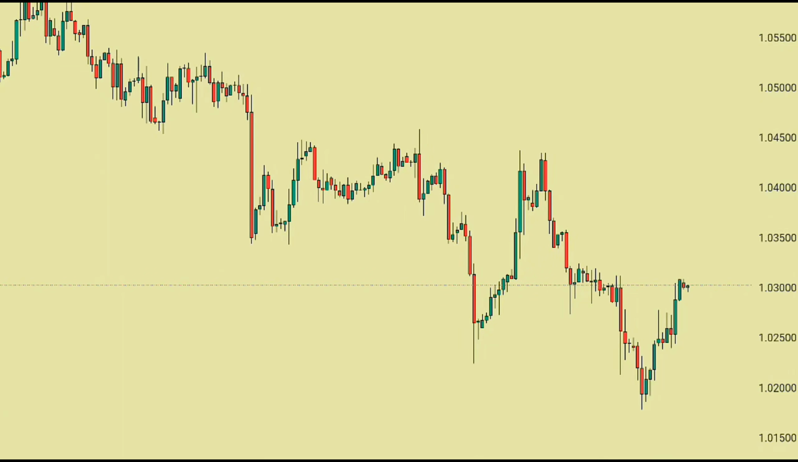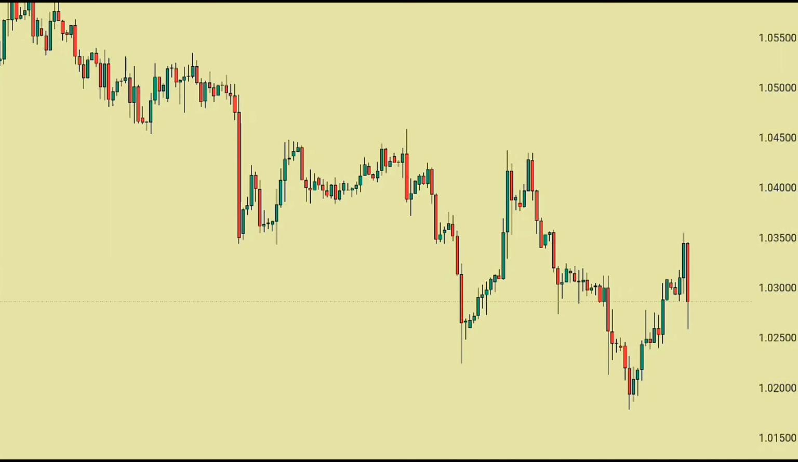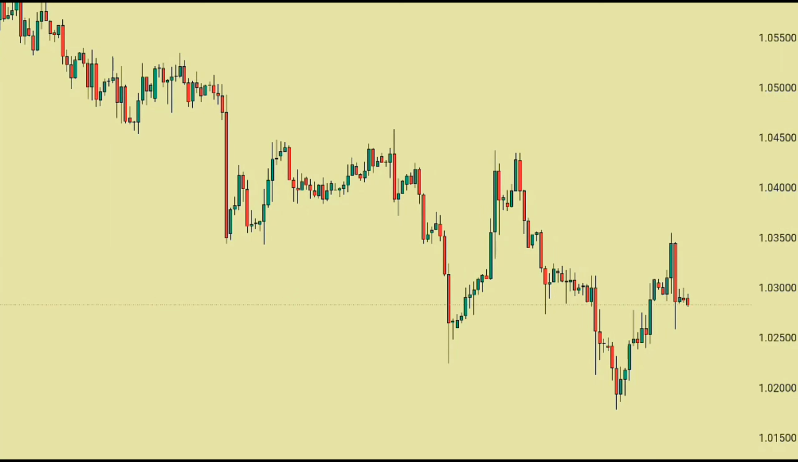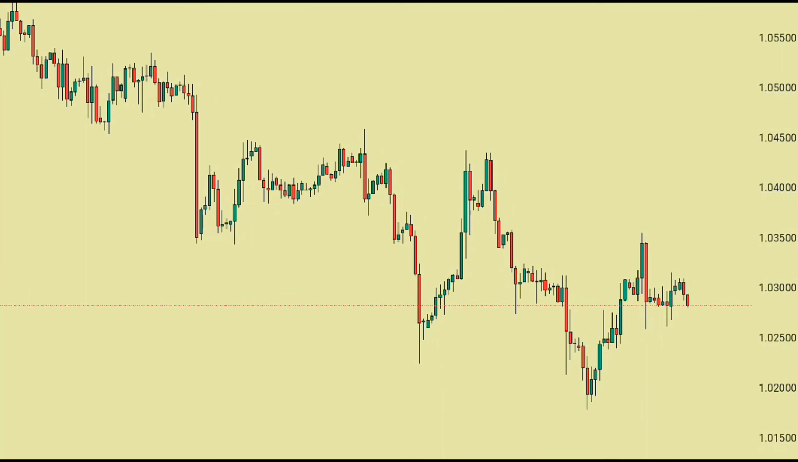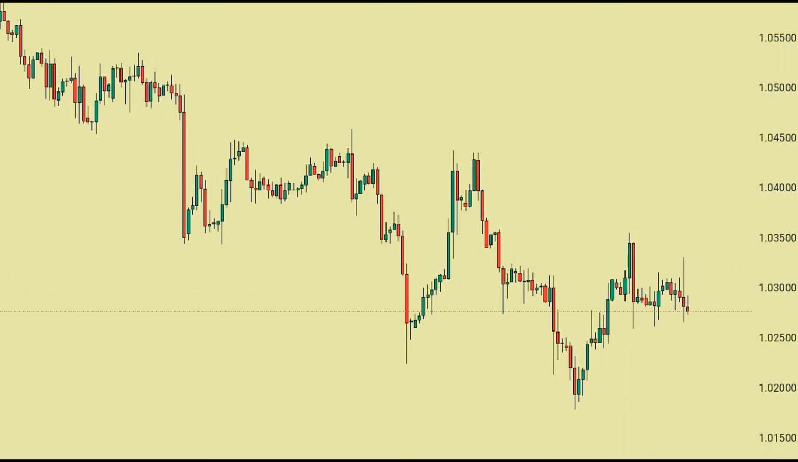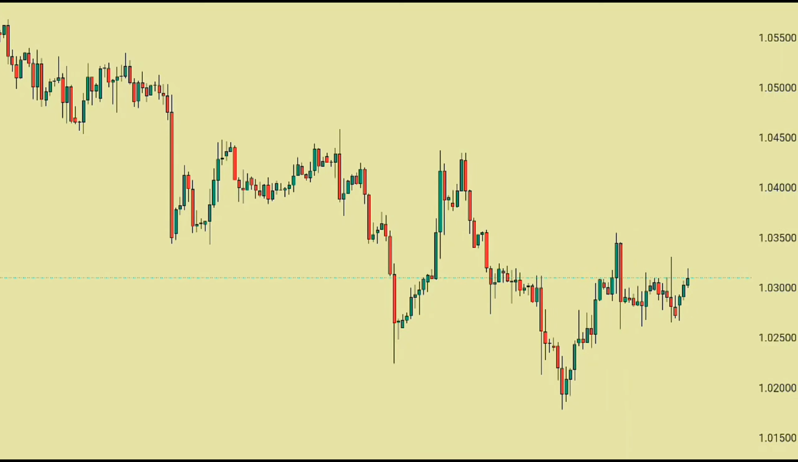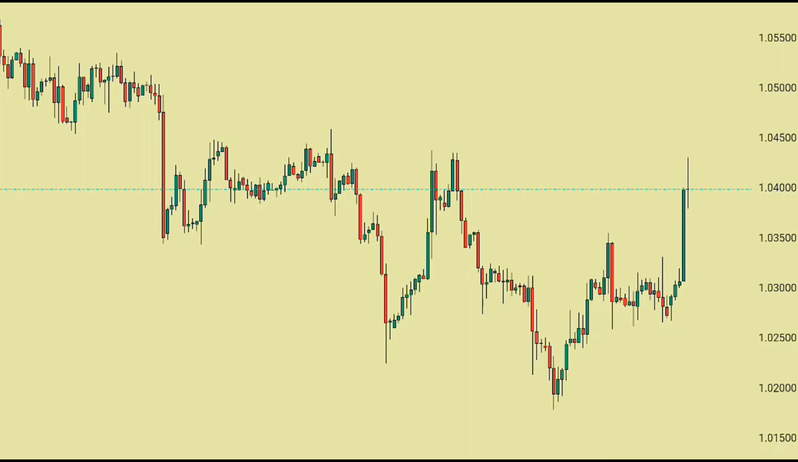So the question is, what really happened here? In this video, I will explain step-by-step how break of structure, point of interest, market structure shift, inducement, and liquidity all work together to create this clean sell trade. By the end of this video, you will clearly understand how this move was not random, but completely structured.